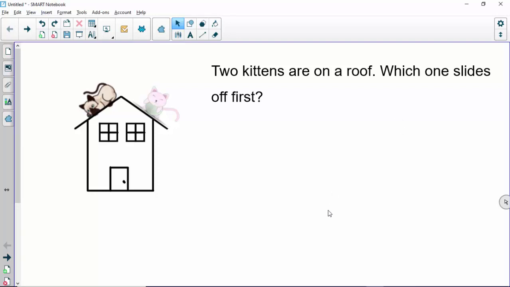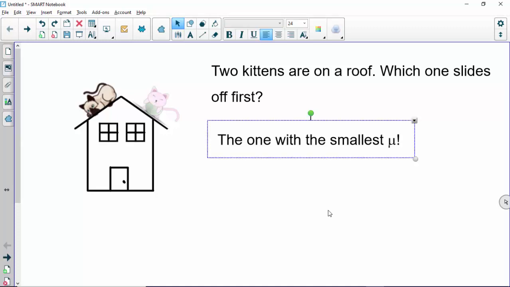Two kittens are on a roof. Which one slides off first? The one with the smallest mew.